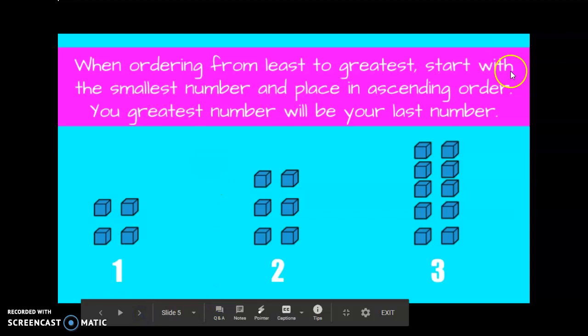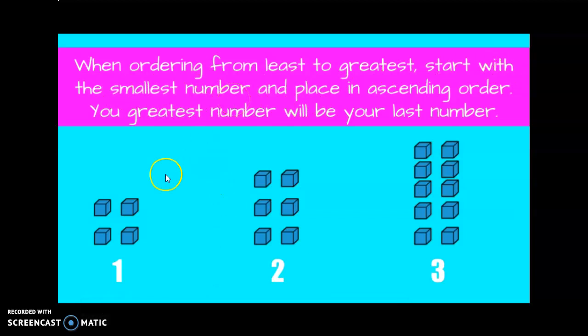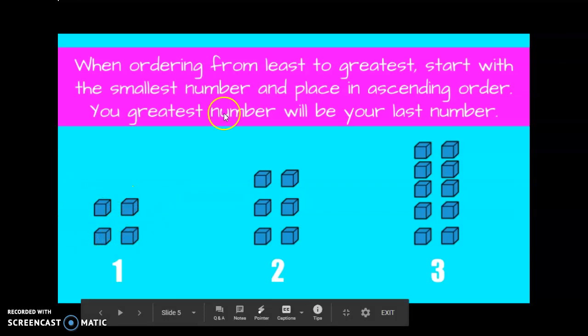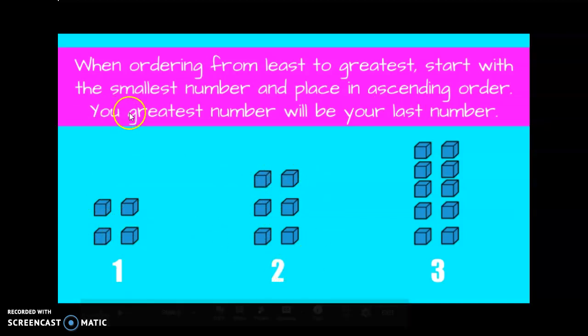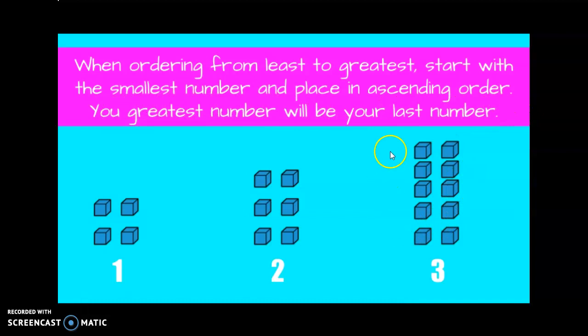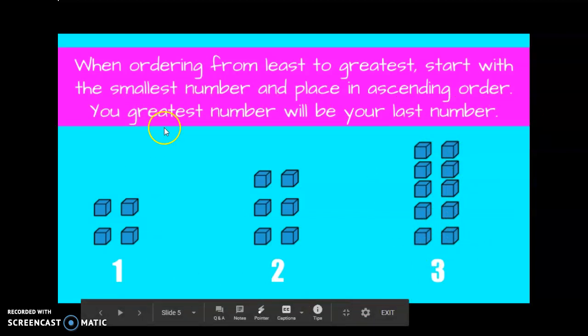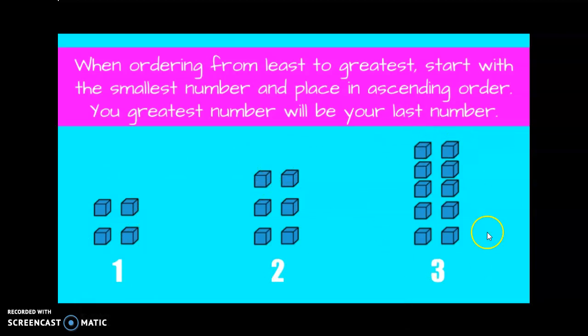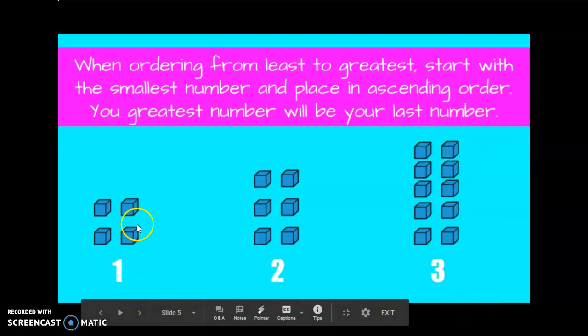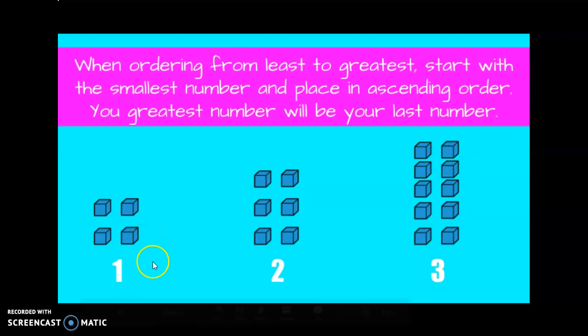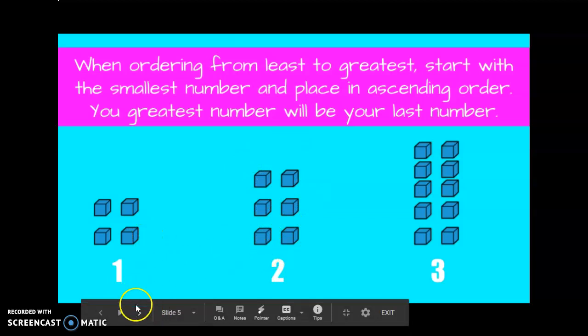When ordering from least to greatest, we're going to start with the smallest number. In this case, that was our group of 4. We would then place in ascending order. So the next group that was in the middle was my group of 6. Your greatest number will be the last. So my group that had the most is the last. So if I'm placing these in order from least to greatest, then I started with my group of 4, then my group of 6, and then my group of 10. 10 is the greatest, so it came last. 4 is the least, so it came first. And in the middle, we had 6.